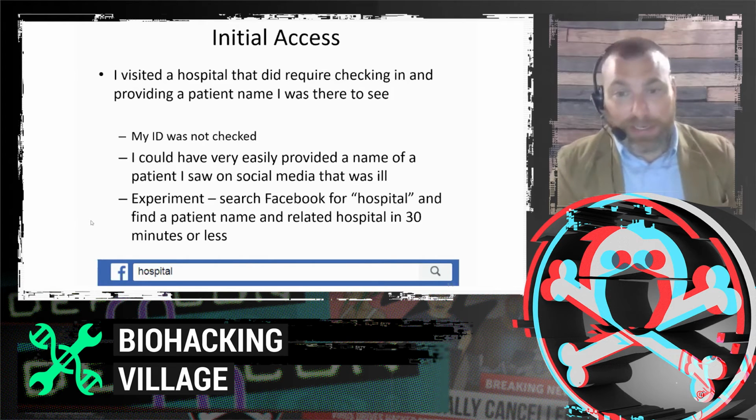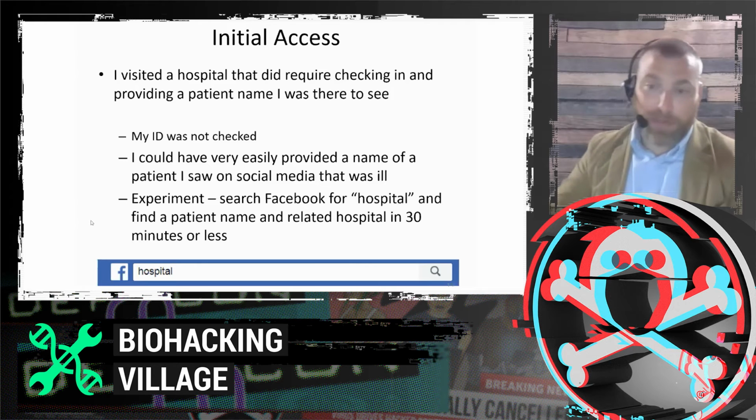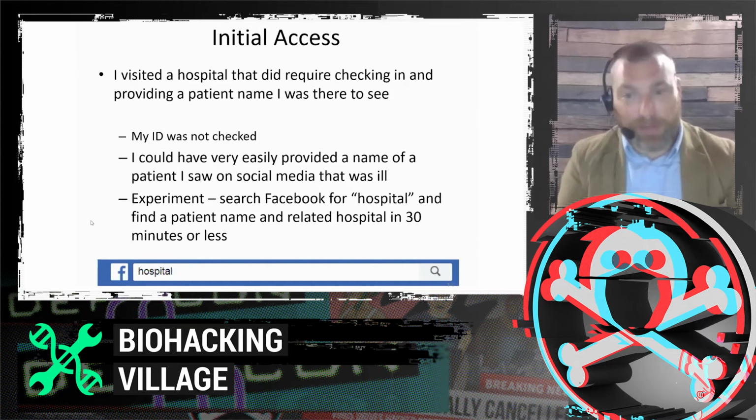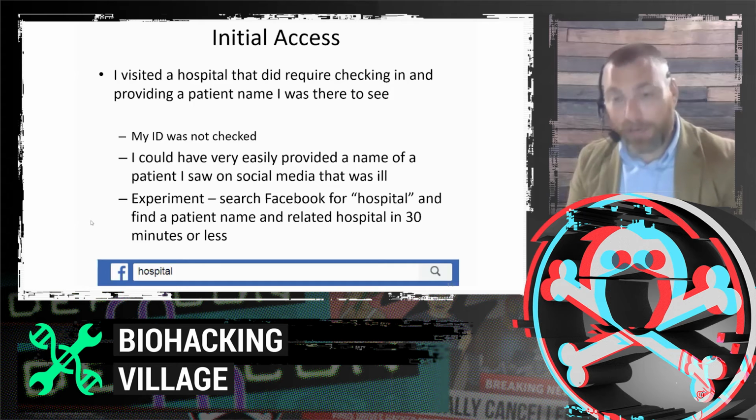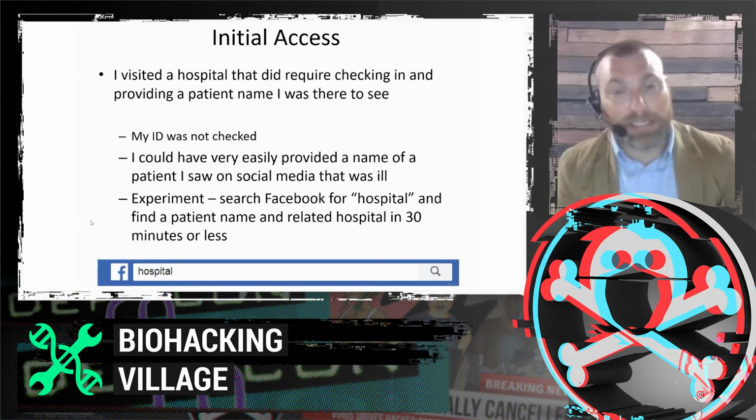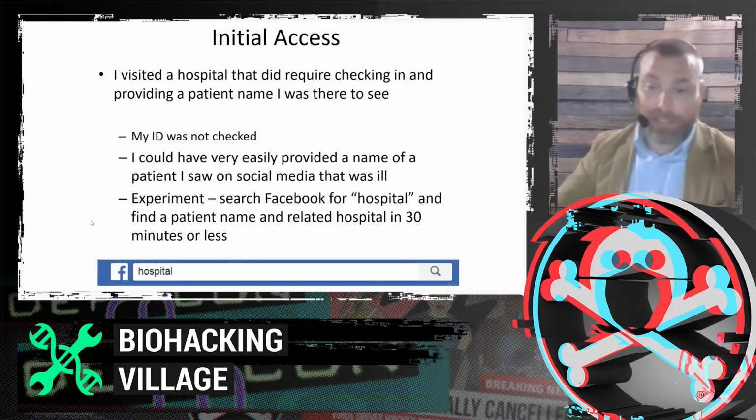Maybe a social media post says, this could be Facebook or any social media, "Hey, I had a spill. I'm in a hospital. Come visit me." We now know that individual is in that hospital. In a good number of hospitals, you can simply go there, provide their name, or maybe even a fake name because they're not actually checking your ID, and be given physical access to the hospital.